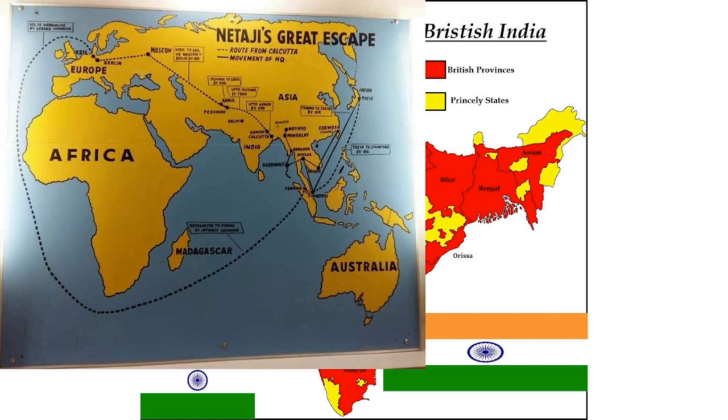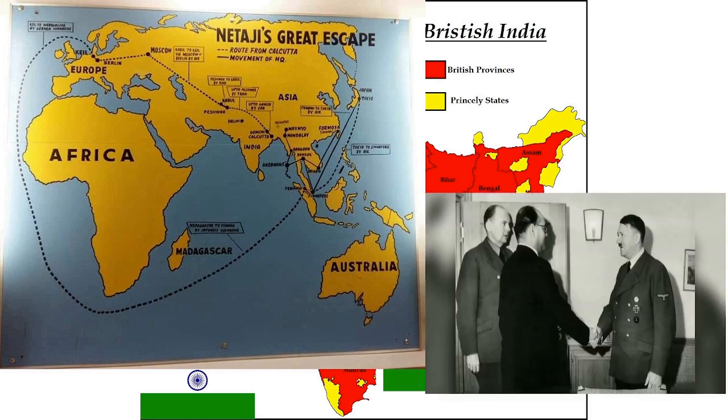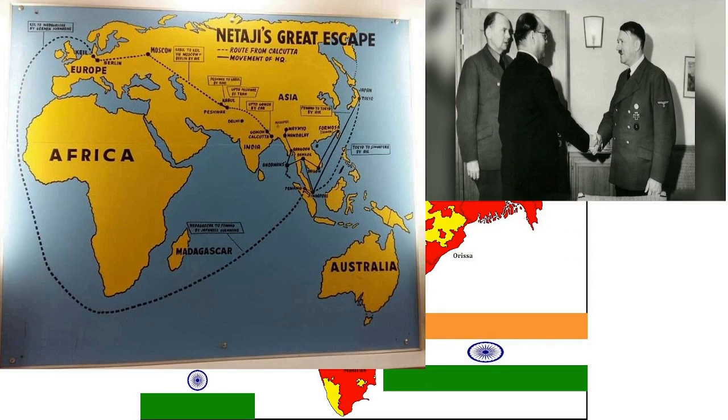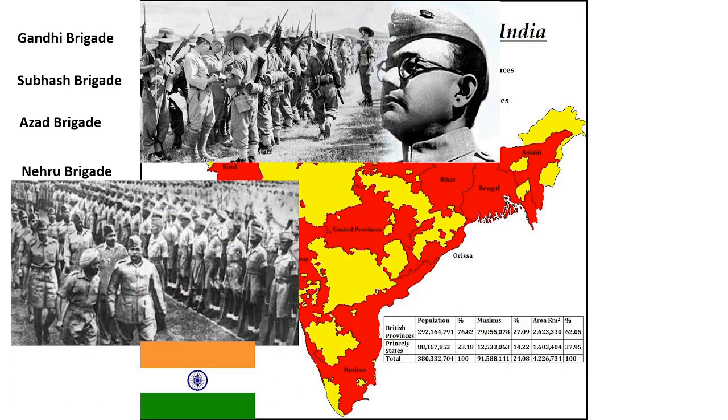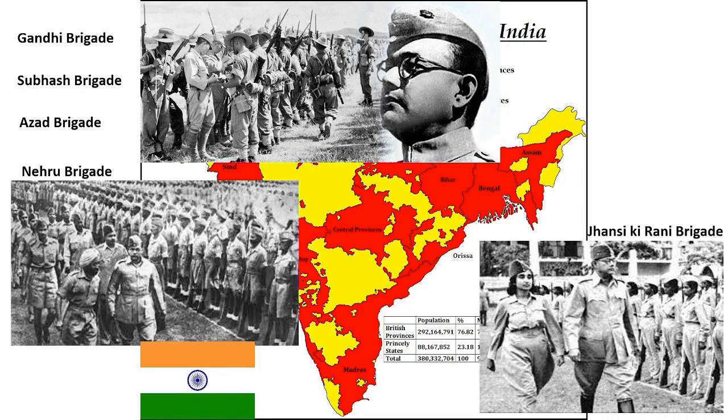Through Central Asia and Moscow, he reached Berlin, where he met Hitler. Then he went to Japan and talked to the Japanese government about releasing Indian soldiers arrested during World War II, and formed the Azad Hind Fauj with those soldiers in Malaysia. There were five main brigades in the Azad Hind Fauj: Gandhi Brigade, Subhash Brigade, Azad Brigade, Nehru Brigade led by Colonel Gurubax Singh Dhillon, and the all-female Jhansi Ki Rani Brigade led by Rani Lakshmi Sehgal.